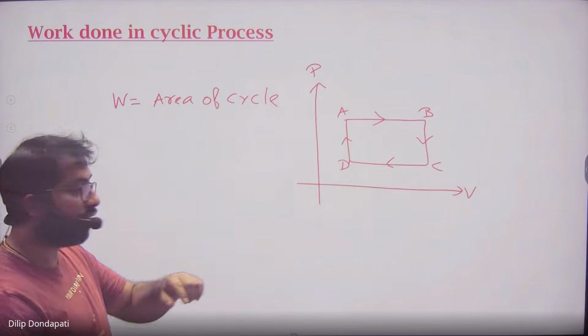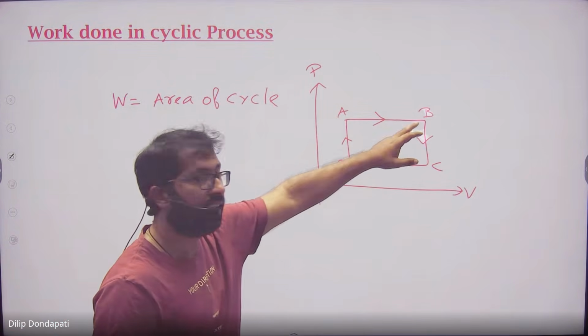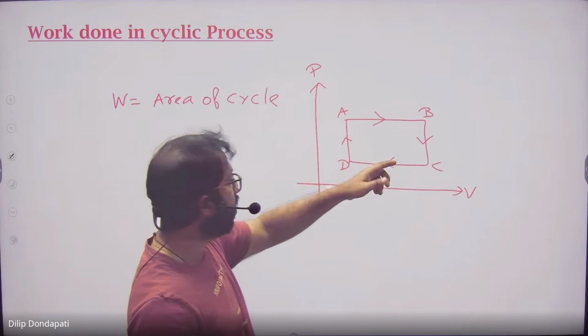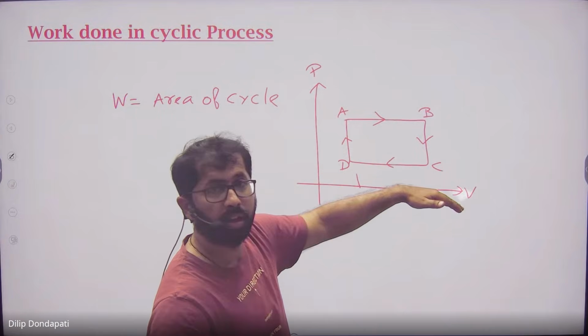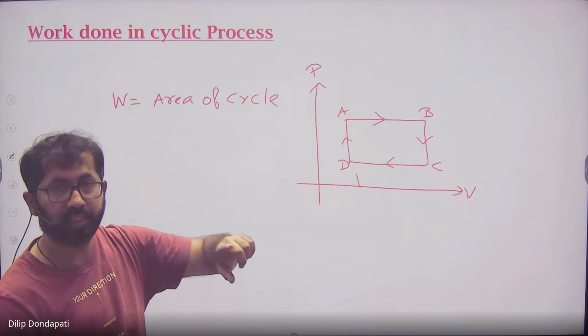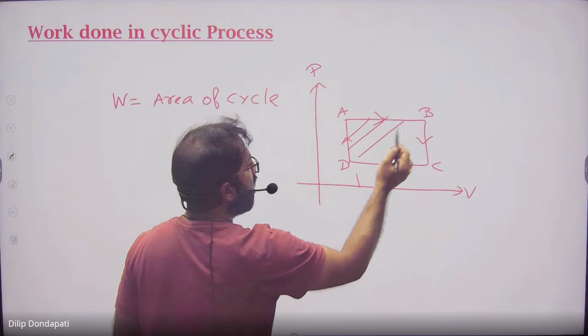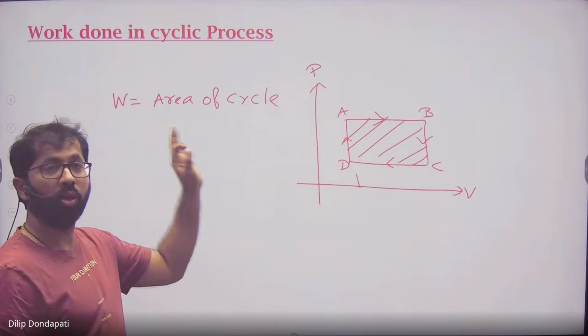Suppose I want only the work done for process AB, what will you do? Find the area under the graph AB. Suppose I want only the work done on CD, you will find the area under the CD graph. Rather than finding individually, if you want the complete cycle, simply find the area of the cycle, and the total work done will come.